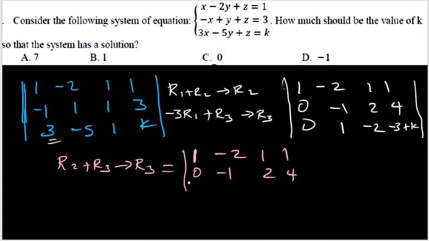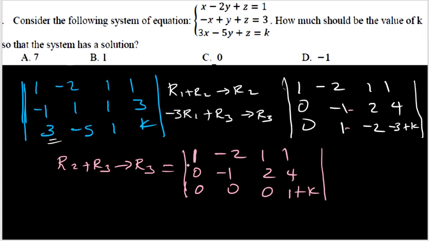Okay, then the last one we are going to add the two rows. 0 plus 0 will be 0, and negative 1 plus 1 will be again 0, and 2 plus negative 2 will be 0, and 4 plus negative 3 plus k will be 1 plus k remaining, because we are going to add the constant numbers. 4 plus negative 3, you know, it's 1.